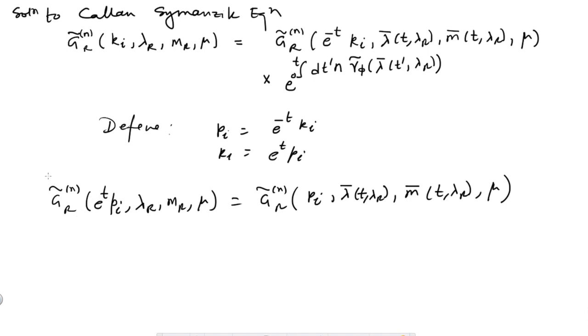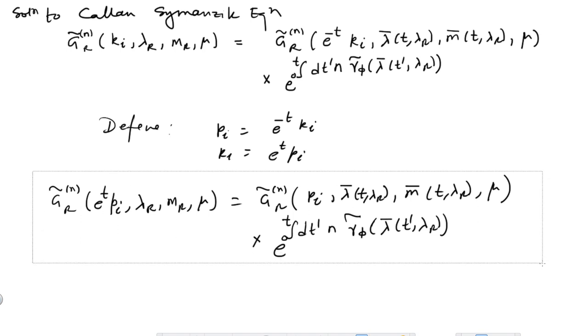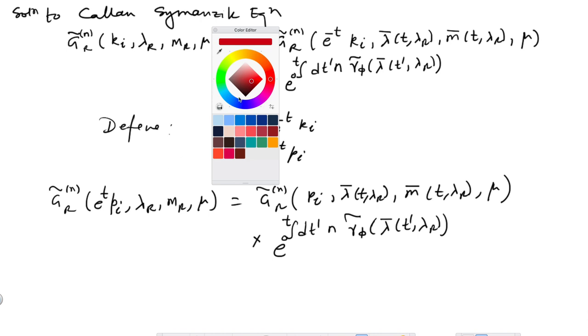So you see that the Green's function at scaled up momenta is related to the one at unscaled momenta. But the Green's function now involves running couplings and running masses. Instead of lambda r and mr, this involves running coupling and running masses, and also you have this exponential factor. So this is our equation, which satisfies the Callan-Symanzik equation. I'll give it a nice color. Some color. I don't know whether it's nice.